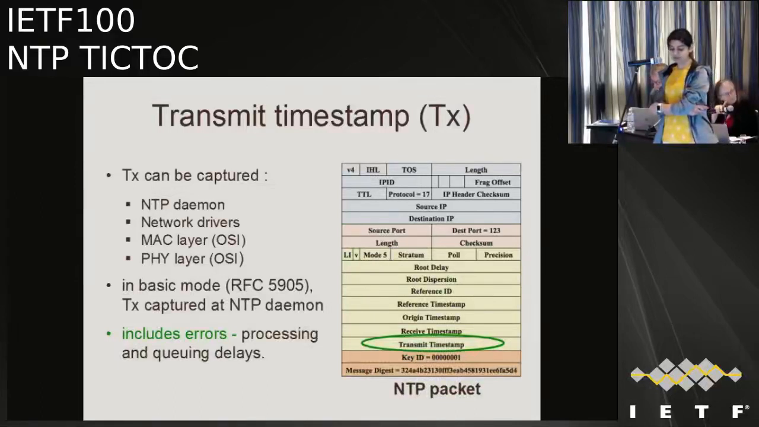Well, the transmit timestamp that is captured at the NTP daemon includes errors because it is captured before the packet gets its message digest, and all the processing and queuing delays at the network hardware are not included in that timestamp. So we want to do better than this. RFC 5905 only allows the packet to be transmitted that has the transmit timestamp captured at the NTP daemon, but we want to do better.